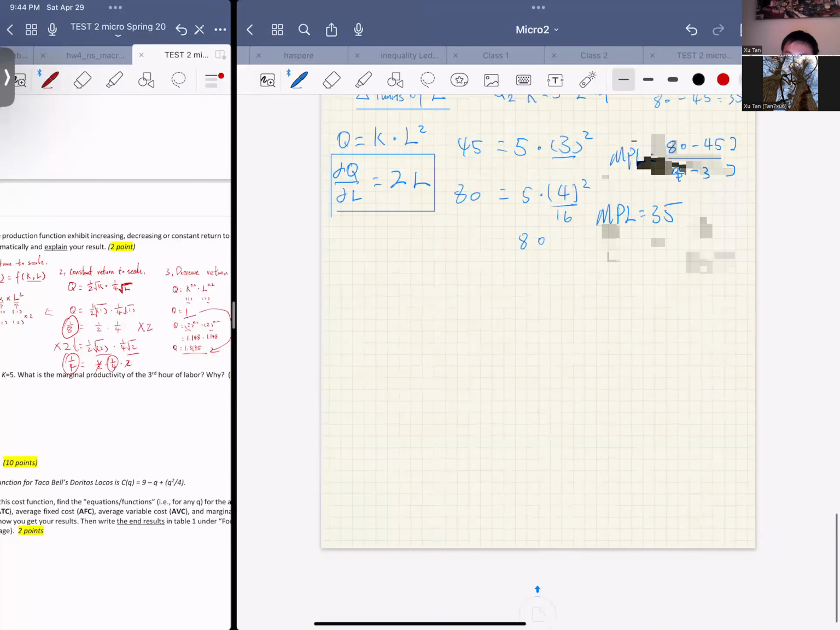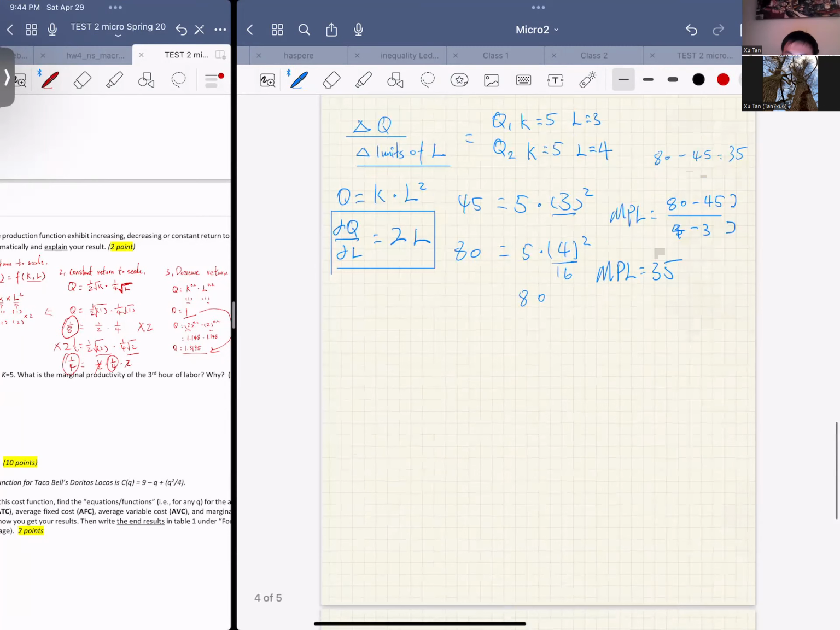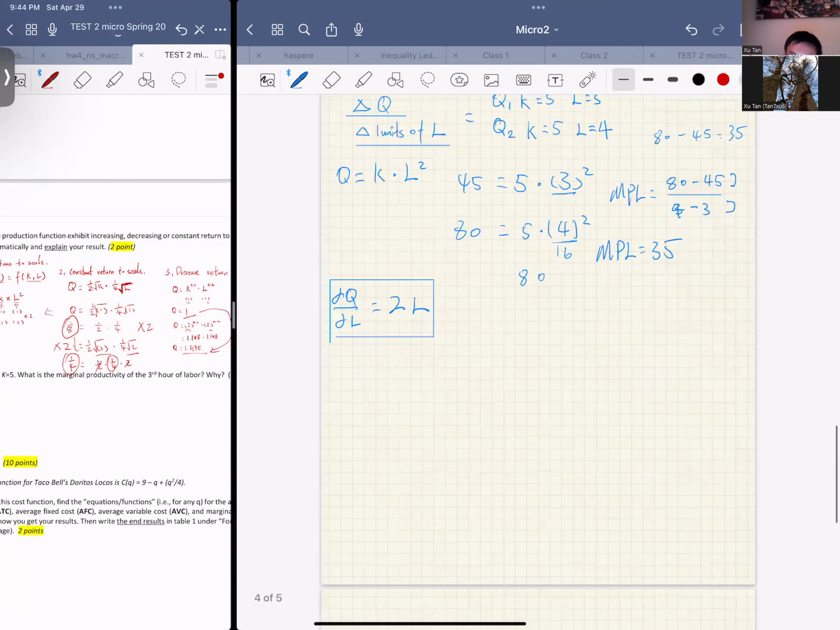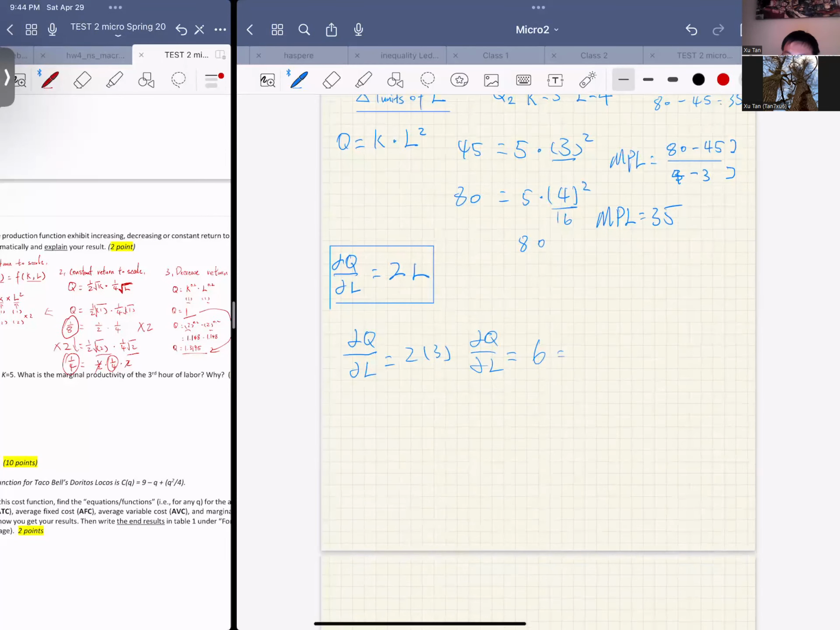And that's it. If you're doing the derivative, so this session, only for the derivative, you take the derivative with respect to L, and you plug in L. dQ/dL equals 2 times 3. dQ/dL equals 6. So why such a difference in marginal product of labor?